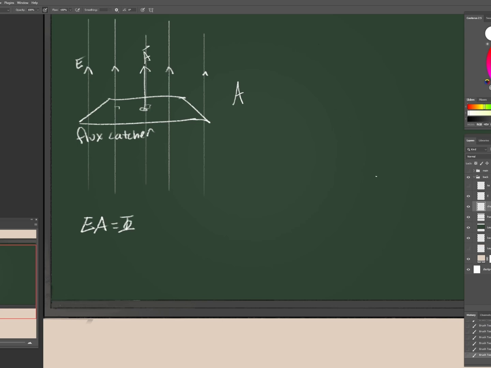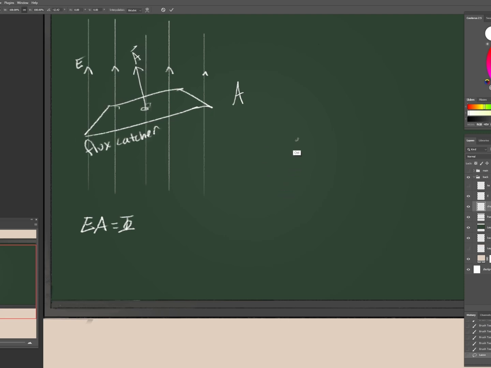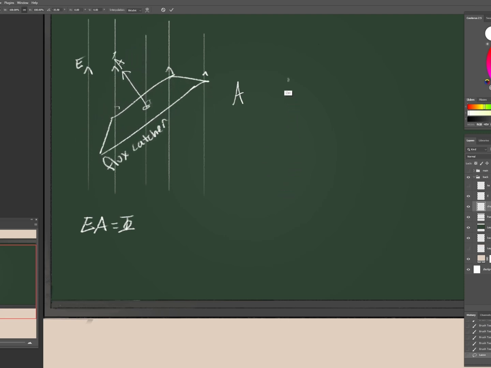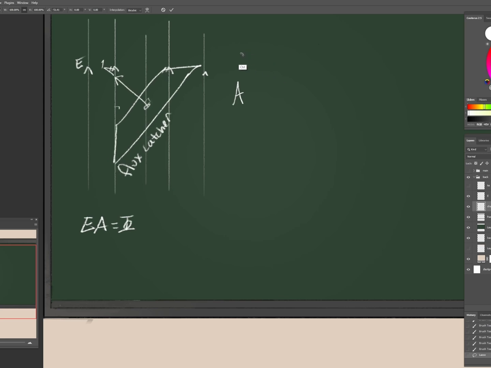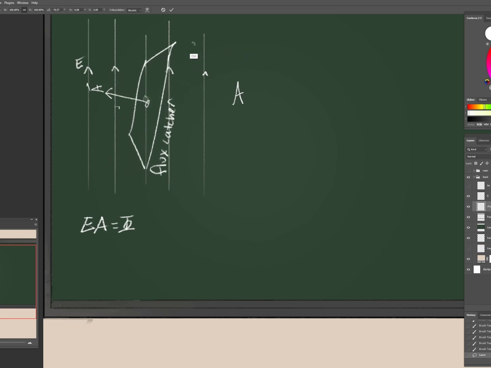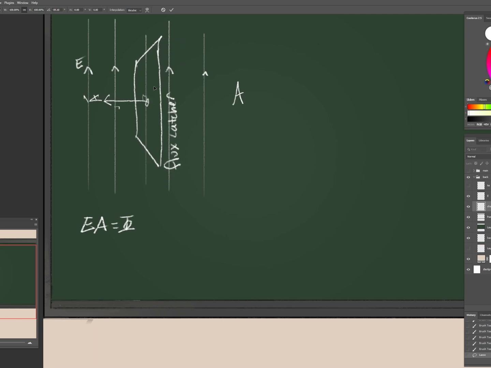Now, I want to walk through another example where we slowly rotate our flux catcher until the angle between our area vector and the electric field is 90. And notice when we do this, it catches less and less and less until eventually it's 0, right? This angle here is 90.